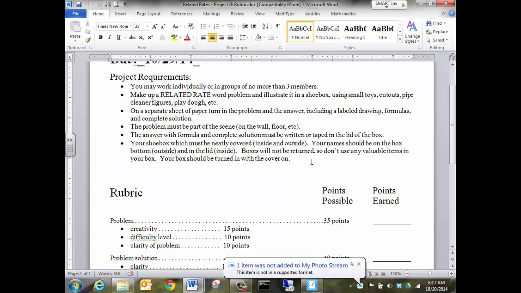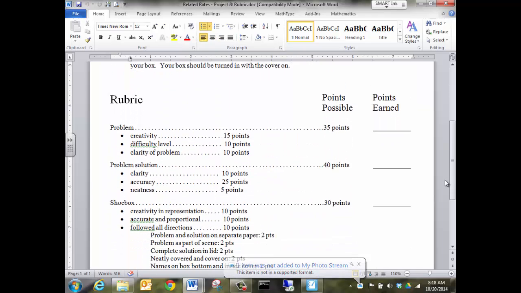You must work out the problem, label the drawing, have your formulas there. Don't just write down the answer. Some of you like to do that. That's not good enough. Show the work, show the steps that can go there. If it needs any explanation, explain it, okay? I can't tell you if it needs explanation or not. Be sure the problem is in the box that you're going to turn in. Be sure that your answer has a formula, complete solutions, and a neatly covered box with your names on the box. This is the rubric that I will be using to grade this with.